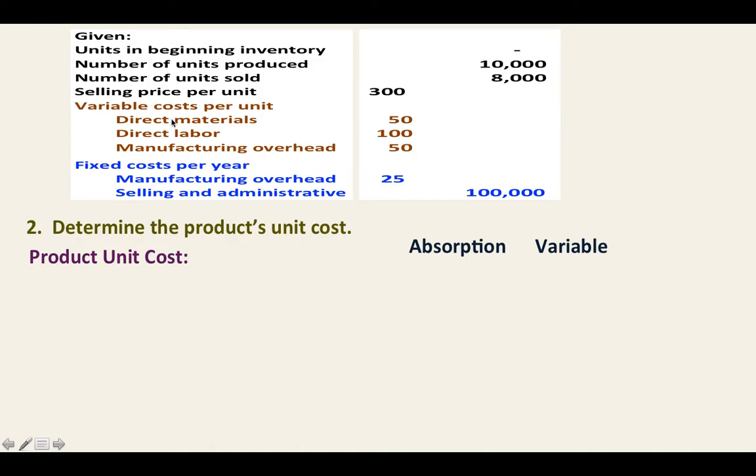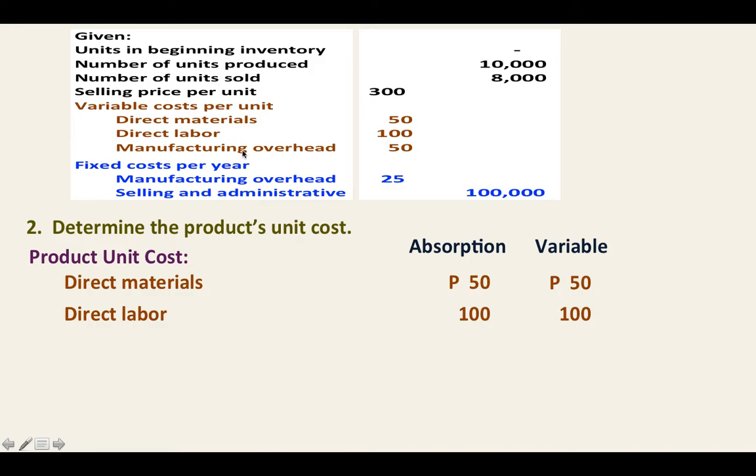for absorption costing, we have to consider the direct materials, correct? Ano yung unit cost ng direct materials? 50. Okay, direct materials is variable, so nandito rin yan sa variable costing. Sa direct labor, which is 100. And direct labor, as we all know, is a variable. So, nandiyan din yan sa variable costing.